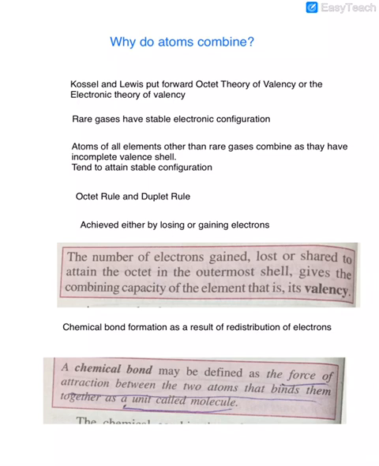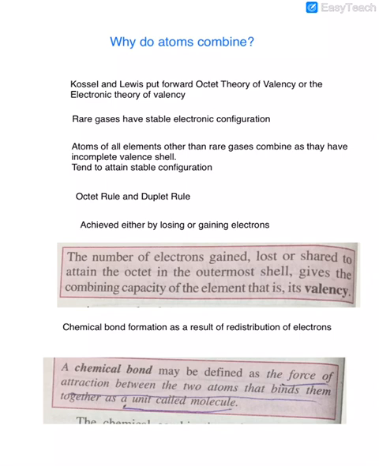So they should have 8 electrons in their valence shell. In case of sodium, you will see sodium has attained the configuration of the nearest noble gas, that is neon, and chlorine has attained the stable configuration of the nearest noble gas, that is argon. So this is called the octet rule. In case of helium, the valence shell has 2 electrons. So this is known as the duplet rule. So hydrogen will follow the duplet rule. This is achieved either by gaining or losing electrons or sharing the electrons with other atoms of the same element or another element.